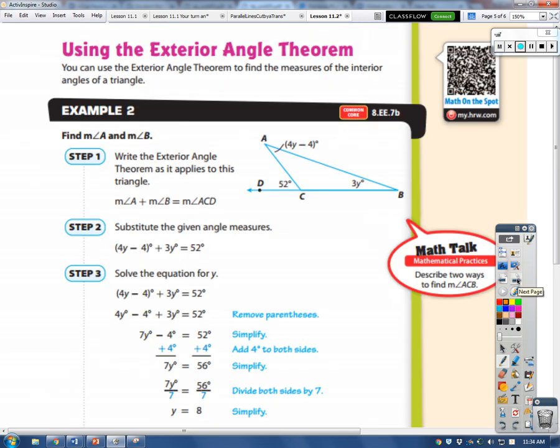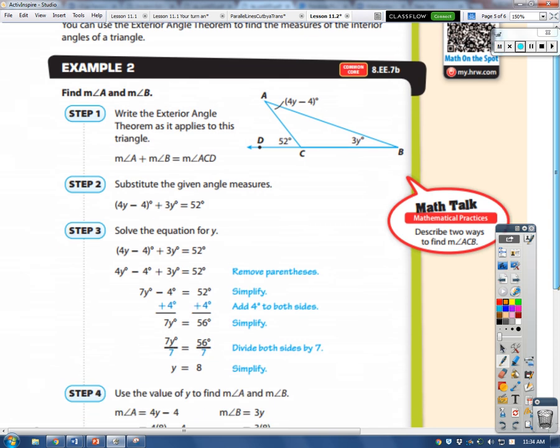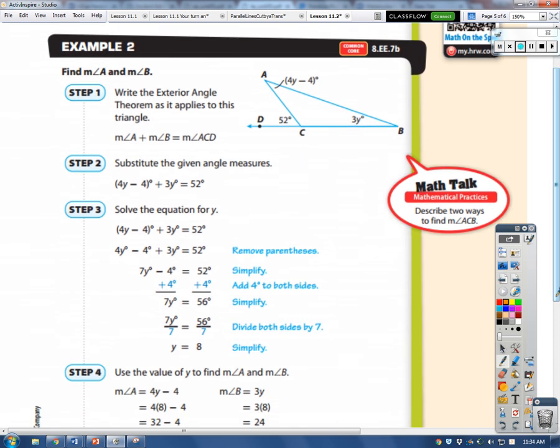So it's using the exterior angle theorem. You can use the exterior angle theorem to find the measure of the interior angles of a triangle. Okay? So we're going to be making some equations here. So in this example, what it gives us is the measure of angle A, the measure of angle B, and the measure of the exterior angle of the triangle. Okay? So the measure of angle ACD.